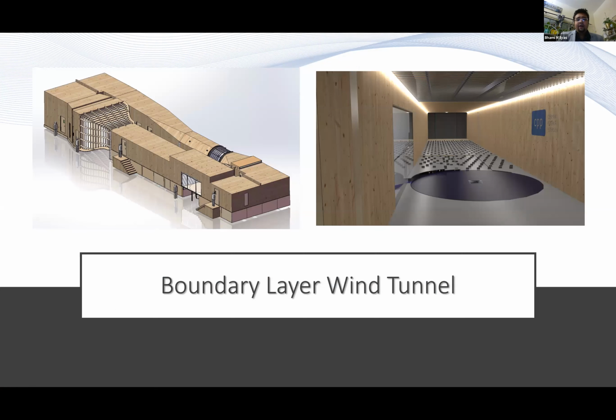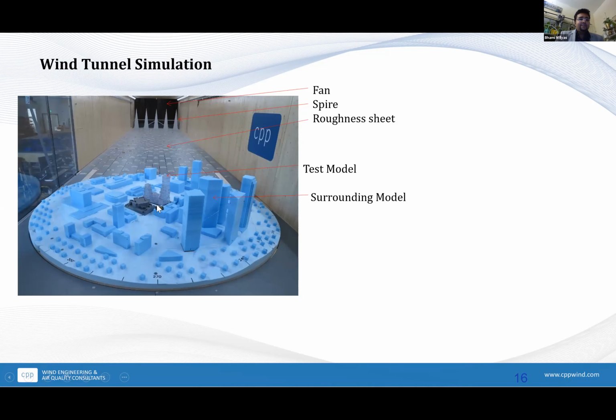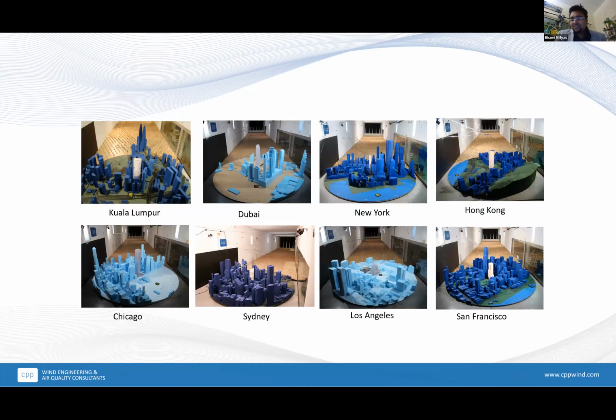So what you're seeing here, in fact, is a sample, and this would be the test project we were testing. This is the proximity disk, and this disk is rotating every 10 degrees, so 36 directions. There is a fan behind the scenes that blows the wind, and then there are spires and roughness sheets to generate the turbulence required for the particular location where this building is located. So this is very interesting as it goes down the line. We do this across every city. We've been working on many projects in Kuala Lumpur, Dubai, New York, Hong Kong, and so forth.